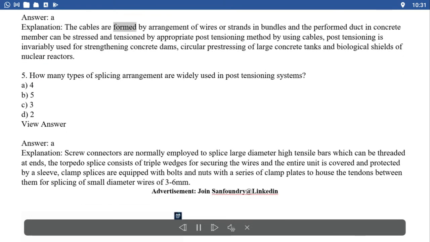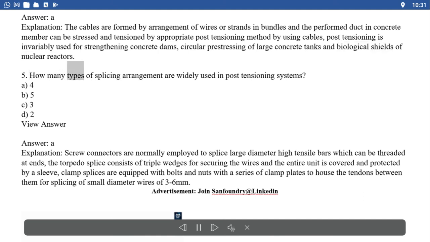Explanation. The cables are formed by arrangement of wires or strands in bundles, and the preformed duct in the concrete member can be stressed and tensioned by the appropriate post-tensioning method using cables. Post-tensioning is invariably used for strengthening concrete dams, circular pre-stressing of large concrete tanks and biological shields of nuclear reactors.